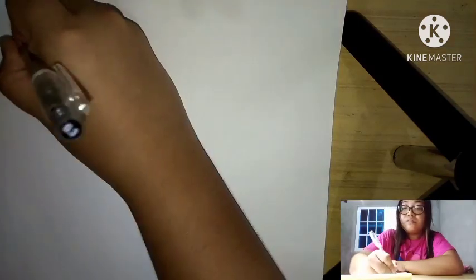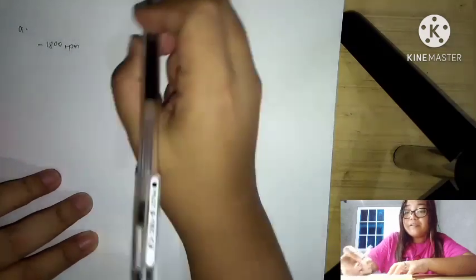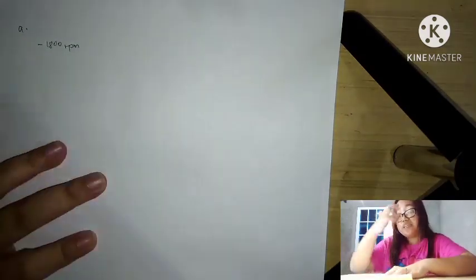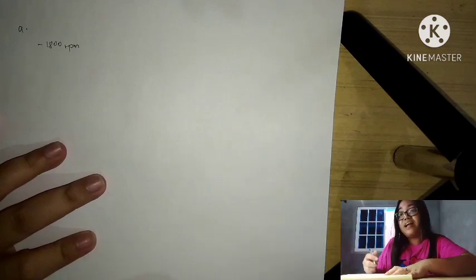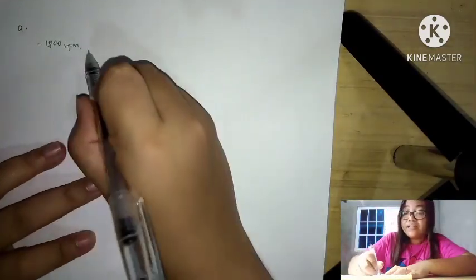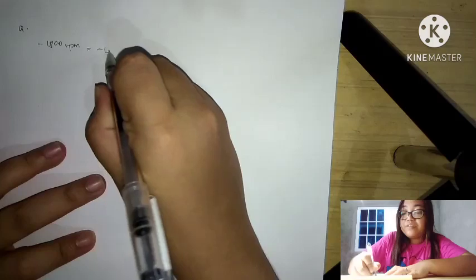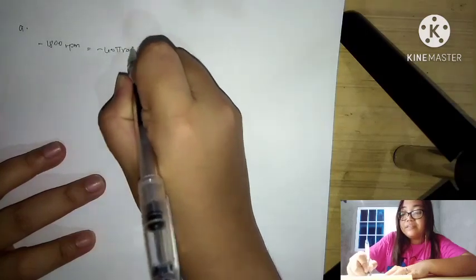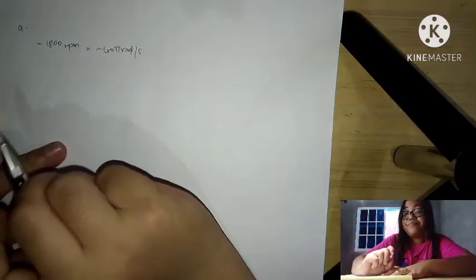So, meron tayong given na negative 1,800 rpm. Kasi, negative yan, kasi nga, tinake natin yung counterclockwise as positive. Then, eto, naka-clockwise siya, so negative siya. Then, i-convert natin siya into rad. So, is equal to negative 60 pi rad per second.